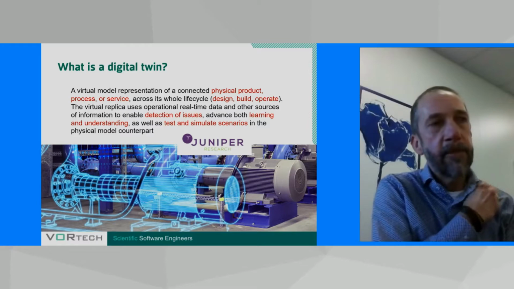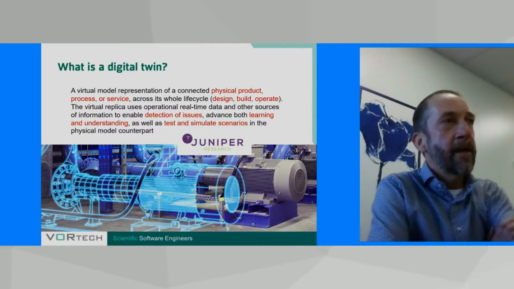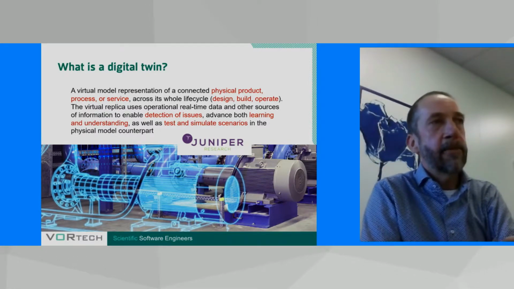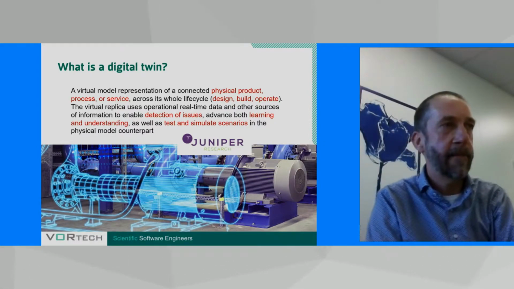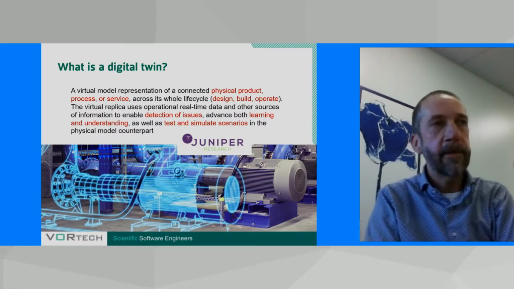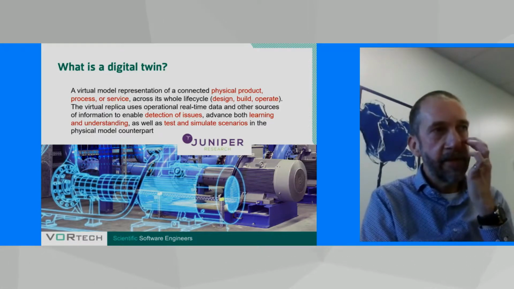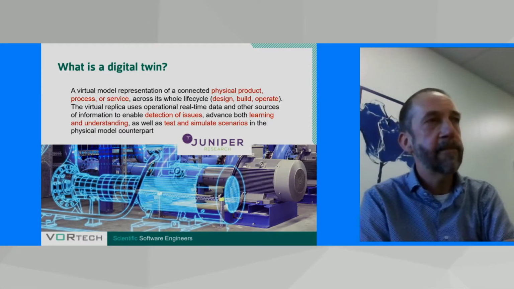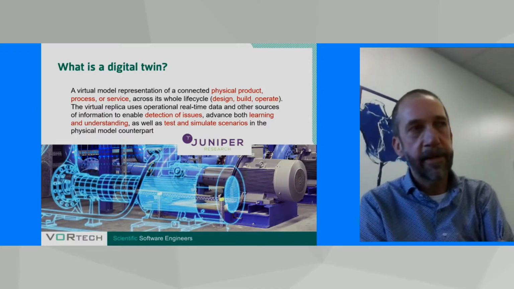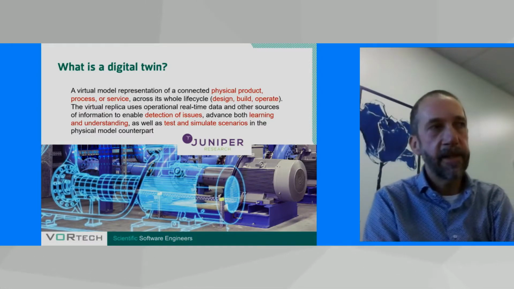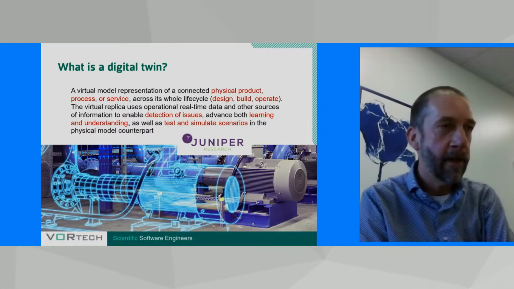So I'll read the definition, and then I'll highlight a couple of things here. A digital twin is a virtual model representation of a connected physical product, a process, or a service across the whole life cycle: design, build, and operate. And it uses operational real-time data and other sources of information to enable detection of issues, to do learning and understanding, and to test and simulate scenarios in the physical model counterpart. Wow, that's quite a definition.